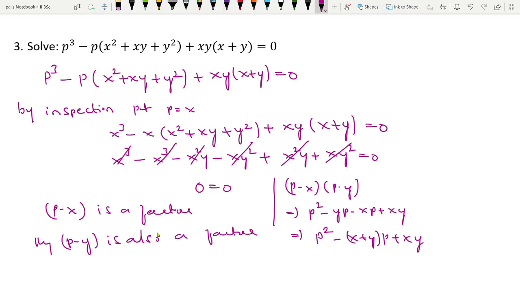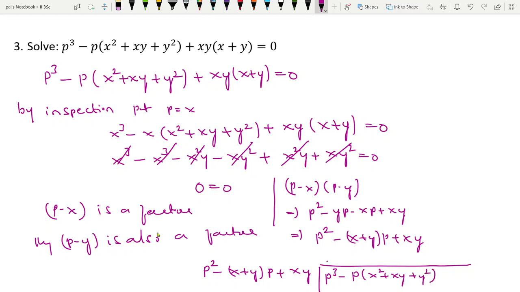So you have to divide p cube minus p into x square plus xy plus y square, plus xy into x plus y, by p square minus x plus y into p plus xy.